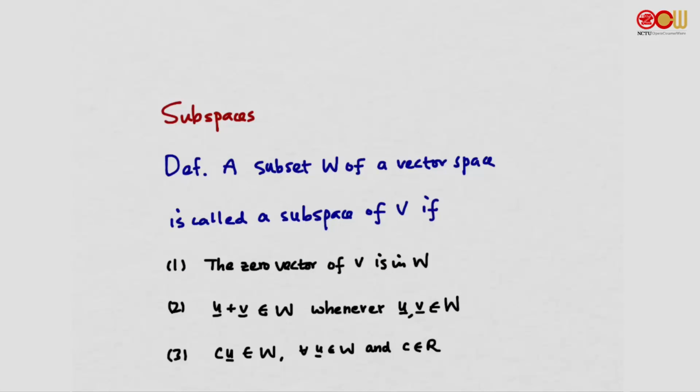Subspaces. A subset W of a vector space V is called a subspace of V if the zero vector of V is in W, and the sum u + v is in W whenever u, v are in W, and the scalar multiple cu is in W whenever u is in W, for all scalars c. So here we also have subspaces, but now subspaces are no longer limited to a subset of Rn. Instead, we have subspaces of a vector space.